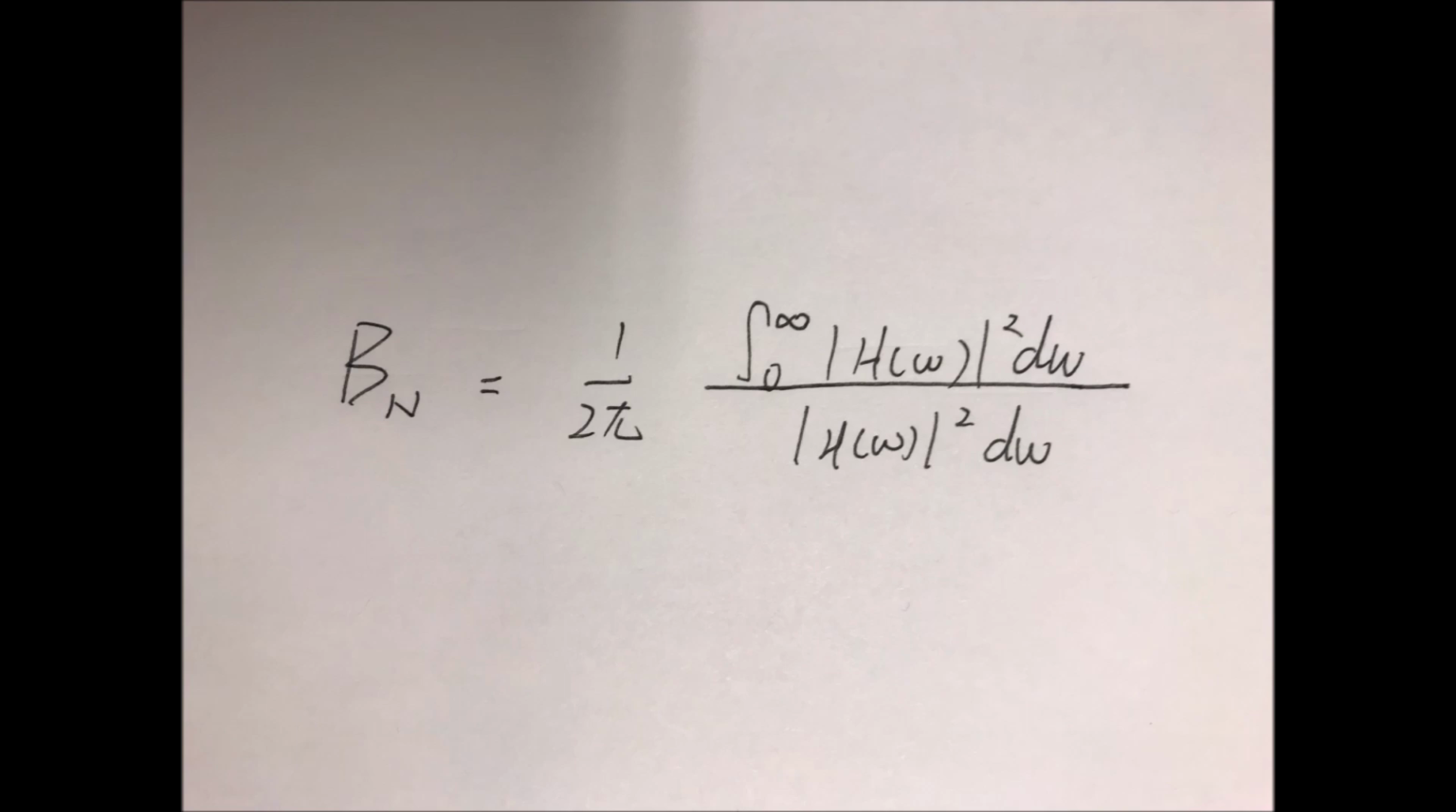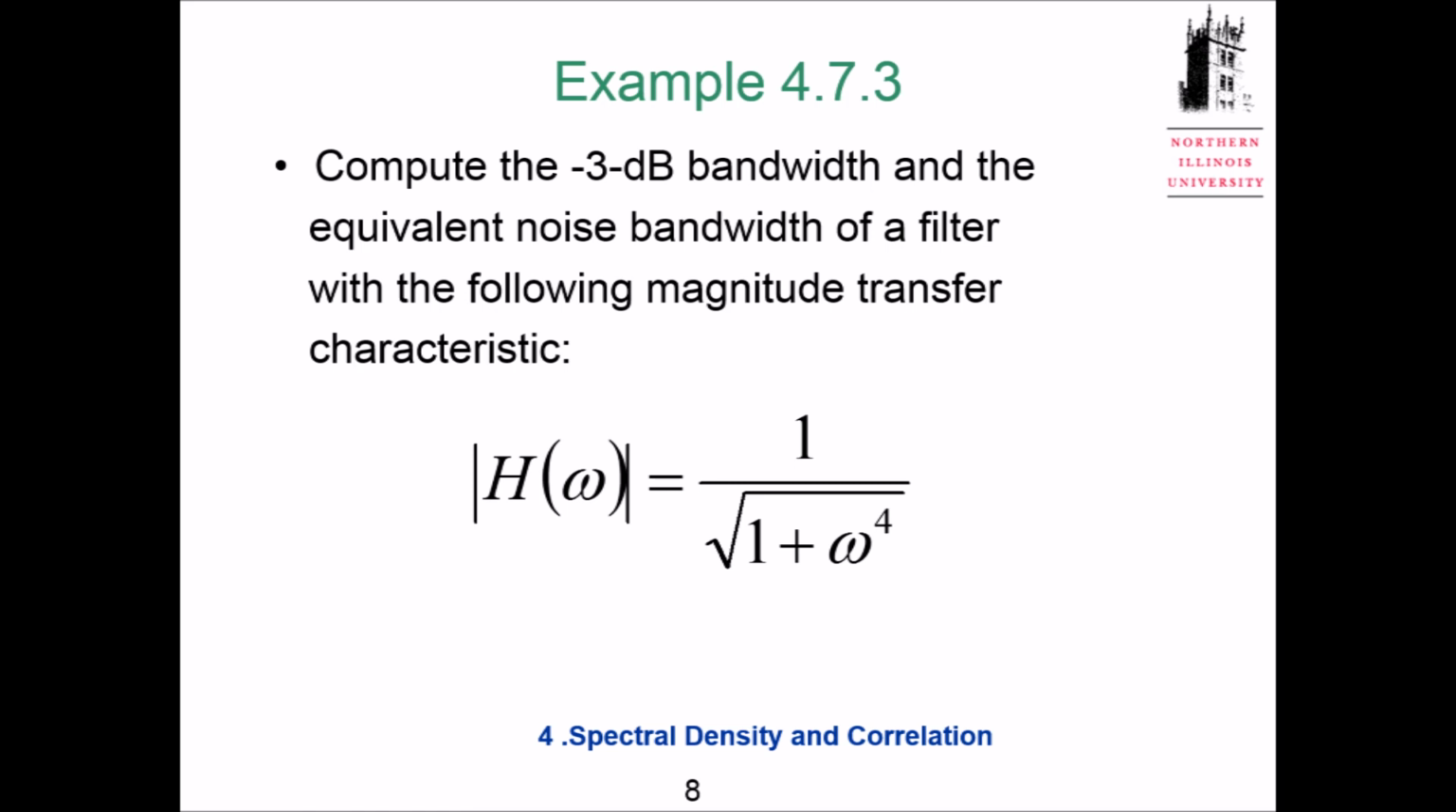I'm going to use this one, and let's look at the example. Okay, 4.7.3 from your textbook. So we have a system. This is my system. I know my frequency response. And later we can tell this is a second order Butterworth low pass filter. I want to find this system's bandwidth, right? Number one, minus 3 dB bandwidth. Number two, equivalent noise bandwidth. Any problem with the question itself?